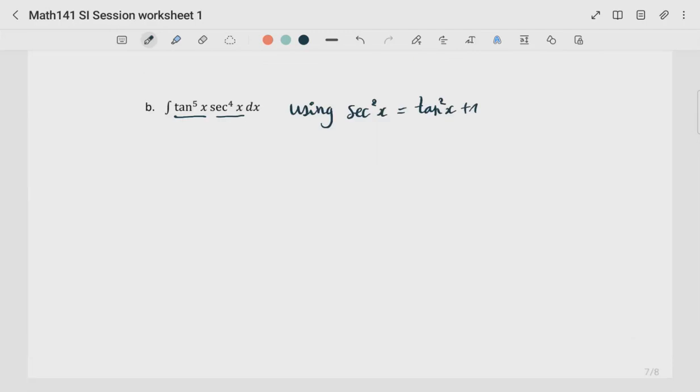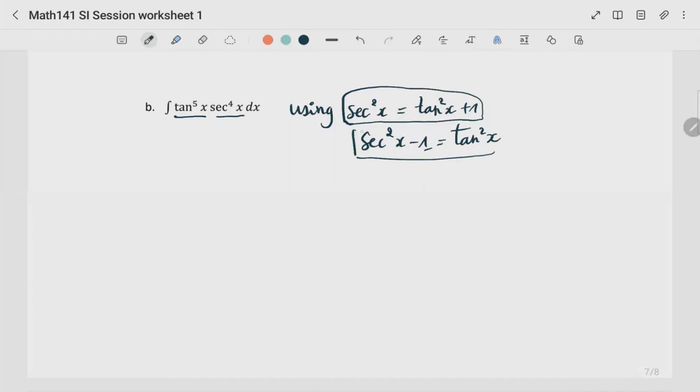Or you could use, I think that's the one you're trying to give, sec squared minus 1 is equal to tan squared. So you would try to substitute the tan rather than the sec. So you could try both ways. In this particular exercise, we'll use the first one here. And then at the end, if we have time, we can go back and try the other one and see if it gives us a solution.